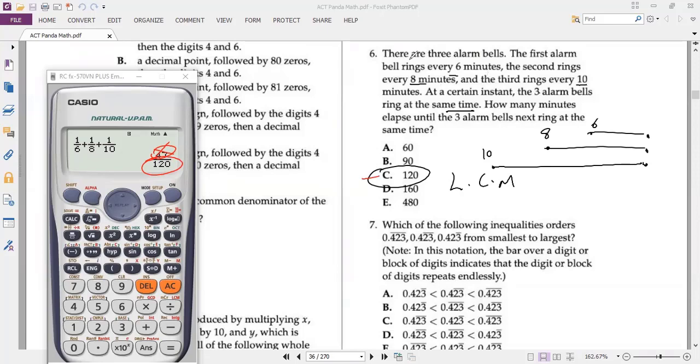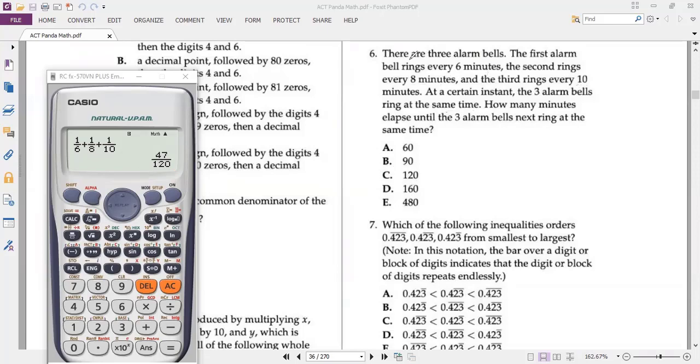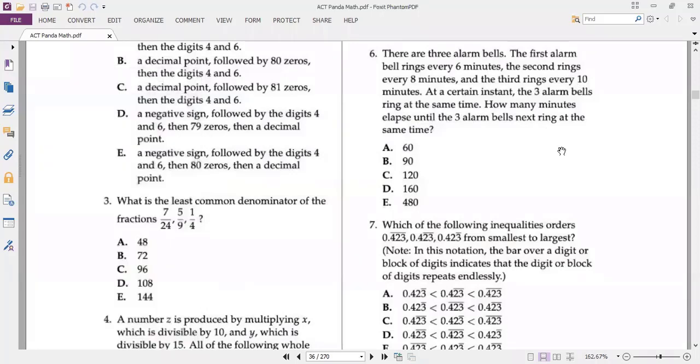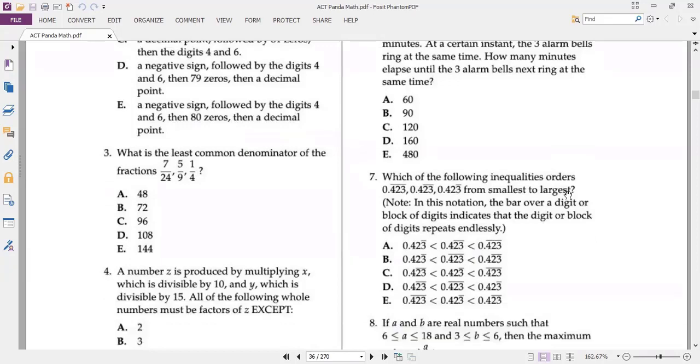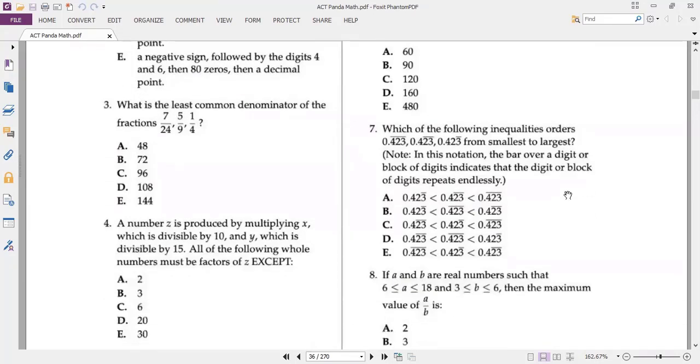I hope it's clear. This idea comes with lamps, 3 lamps or flash lamps, and also with visiting parents: 3 brothers visiting their parents every while, the same, every 10 days, 6 days, 8 days. The same idea comes frequently in this ACT test. So we have number 9 about the recurrent formula.